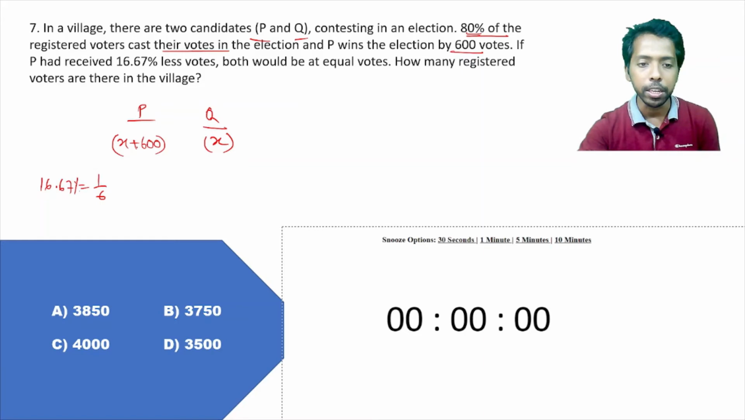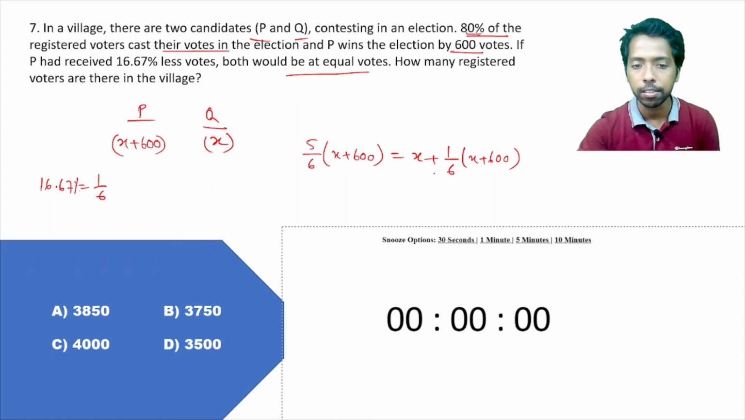So 5 by 6 of x plus 600, the total is 1, then 1 by 6 goes to Q's part, then obviously the votes P received now are 5 by 6 of x plus 600. Now this is equivalent to Q's initial vote plus the part of P's vote, that is x plus 600 multiplied by 1 by 6. Now this is 5x. 6 and 6 could be cancelled. 5x here, and this is 6x plus x, 7x. So the difference is 2x here.